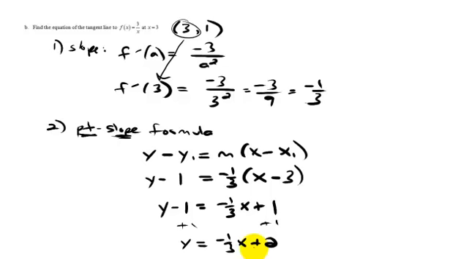Now you should double check this just to make sure. Since the point (3, 1) has to be on this line, plug it in. If we plug in 3 here, we're going to get negative 1 plus 2, which is 1, so that worked. And does it have slope negative 1/3? Yeah, because the slope is the number in front of the x. So, my tangent line.